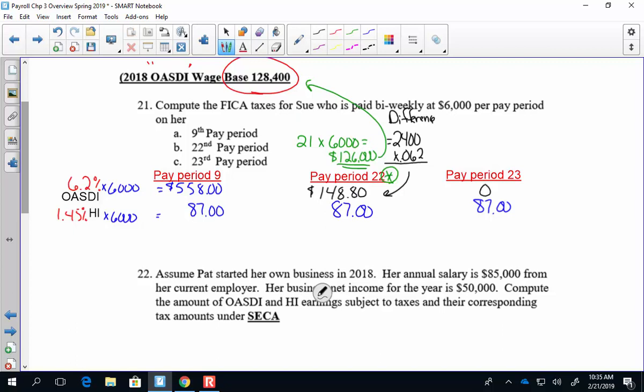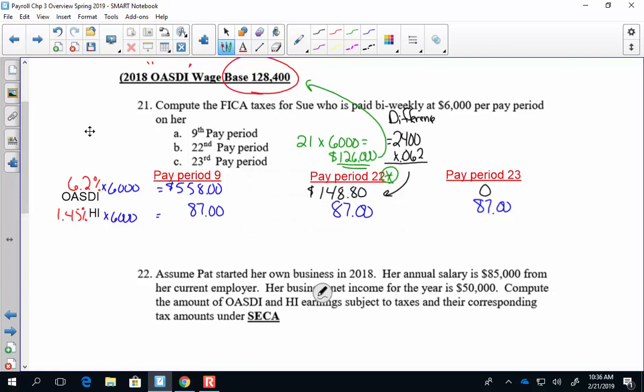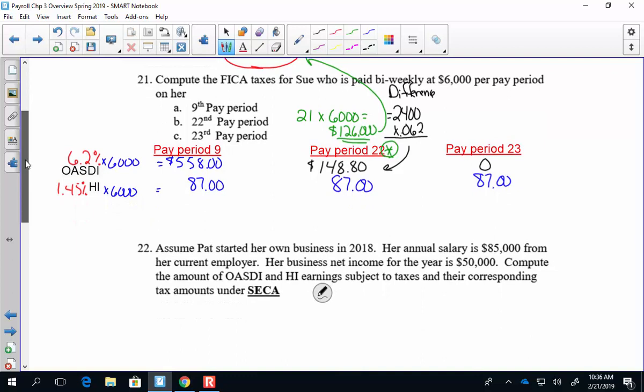And I would have nothing in payroll period 23 because she is over the 128.4. So that computation, that analysis of how much the employee pays when she reaches that wage cap, and then obviously after the wage cap, she has zero for her tax. So watch for that computation. There are some samples in the book also, so hopefully that should help you when you get to that question on the exam.